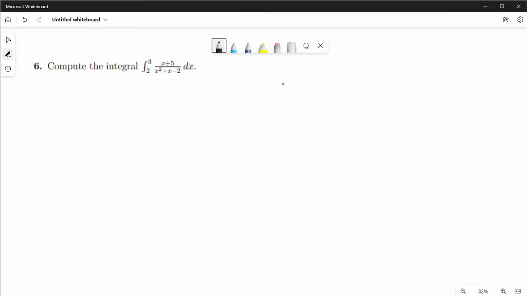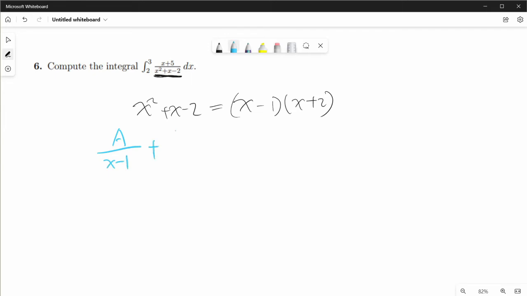For number 6, we have just another integral, and this one is pretty typical of partial fractions because you can actually factor the denominator, right? x squared plus x minus 2 is x minus 1 times x plus 2, right? So then we have partial fractions in the form of A over x minus 1 plus B over x plus 2. Right, that's what this equals.